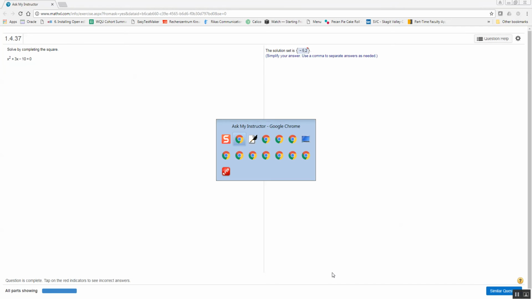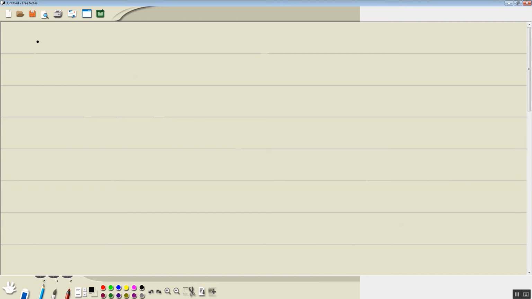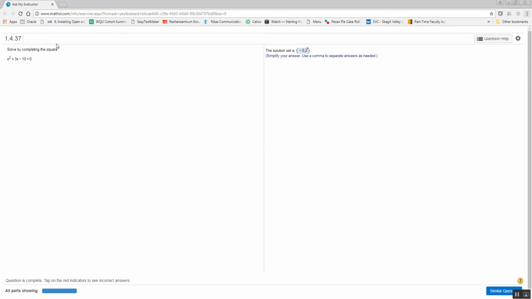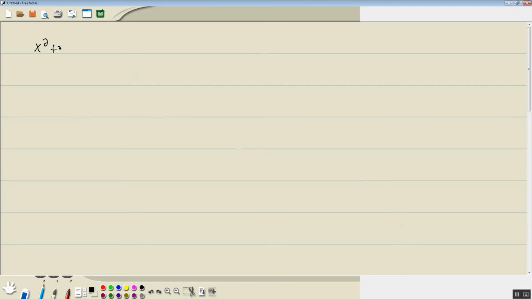Let's take a look at this one. We got x squared plus 3x minus 10 equal to 0. Now our first step is to divide everything by the number in front of x squared. Well, there is no number in front of x squared.